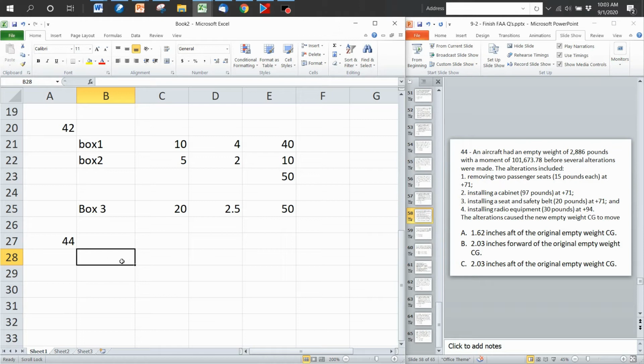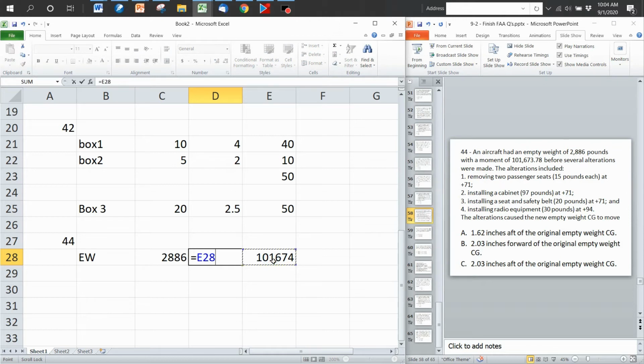All right, so we have an empty weight of our aircraft, not an SW, but an EW, at 2,886 pounds, and it gives us a moment of 101. Again, be careful with this one, because they gave us a moment instead of giving us an empty weight or a CG. Now, if I have a moment and I have a weight, I can find what the CG is, and I'm going to go ahead and find that.